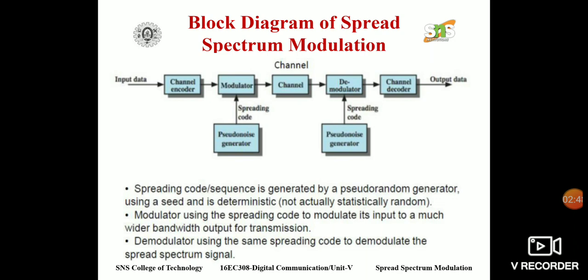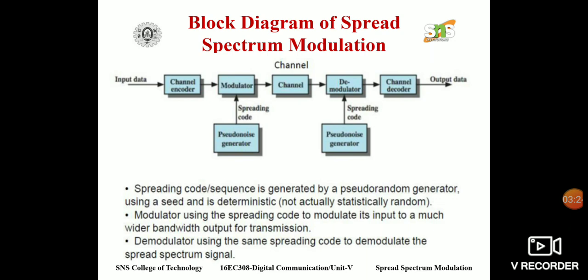From this, the pseudo noise generator generates the codes at a very high frequency, a very high chip rate. So the chip rate is nothing but a wide band. This chip rate and the input signal are multiplied, so the spectrum will be widened. So the modulator uses the spreading code to modulate its input to a much wider bandwidth output for transmission. The demodulator uses the same spreading code to demodulate the spread spectrum signal.